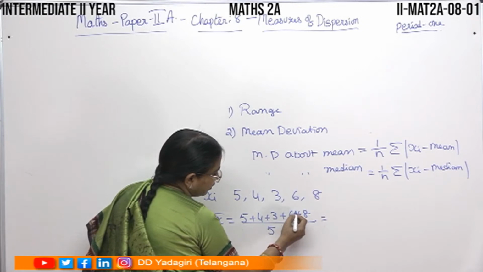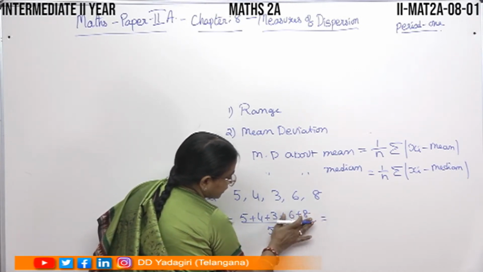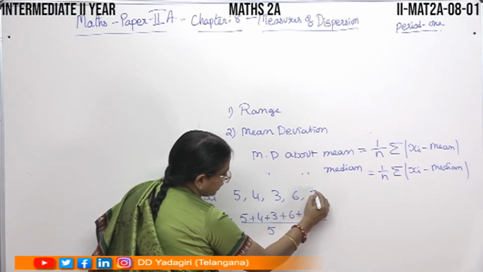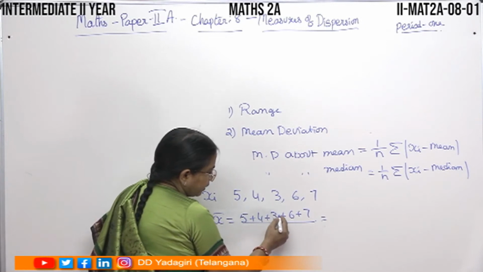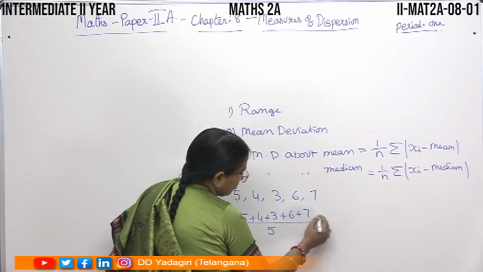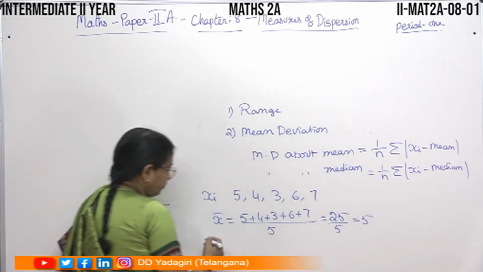That gives 9, 12, 20, 26, 26 by 5. I'll take 7 instead of 8, like this. Then it is 25 by 5. That is 5. Then what do you do?